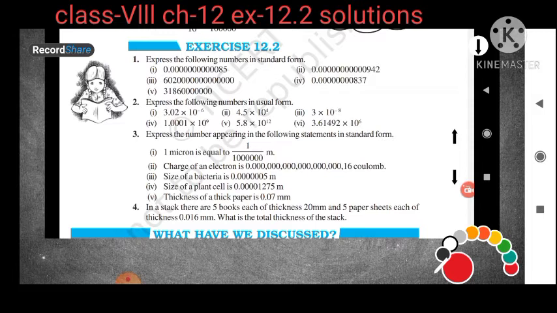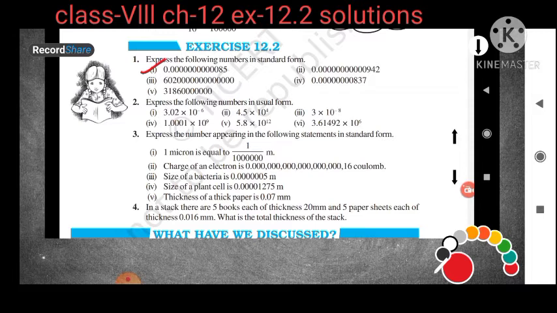Now here I will explain question number 1 of exercise 12.2. Question number 1 is given: express the following number in the standard form. There is a standard form to write a number. If there is a very big number, then you can see the question here. It is given 0.000000, there are so many zeros, isn't it? After that 85 is there. So we are not writing in this way. There is a standard form of writing a number.